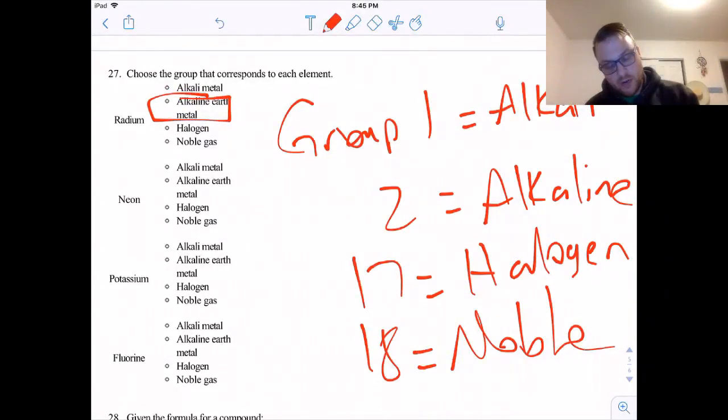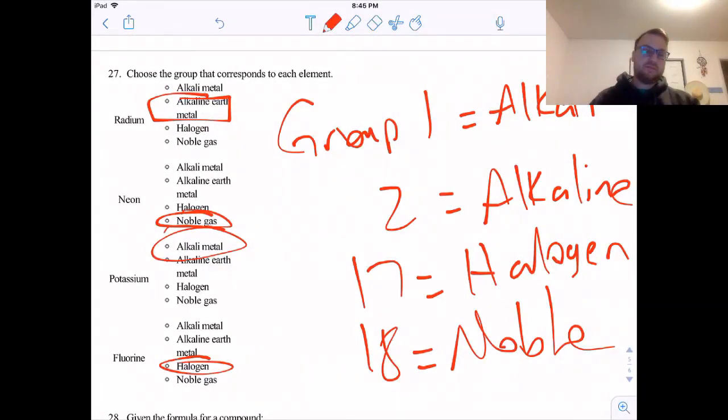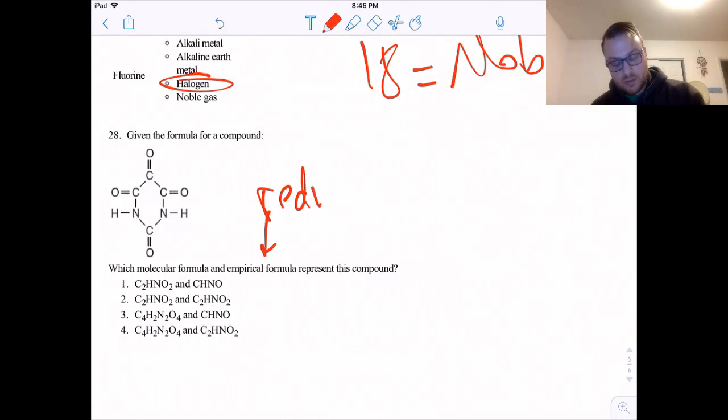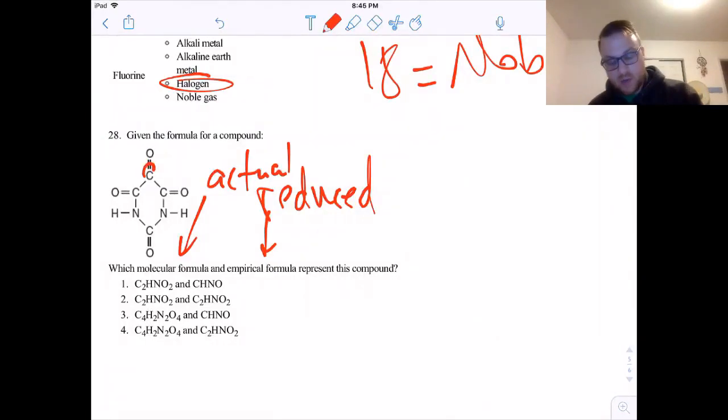Empirical molecular formula. Empirical is reduced. Molecular is actual. So when I look at 28, I count 1, 2, 3, 4 carbons, 1, 2 hydrogens, 2 nitrogens and 4 oxygens. And then to reduce that, if I divide them all by 2, I get C2H10O2. Boop. 4.